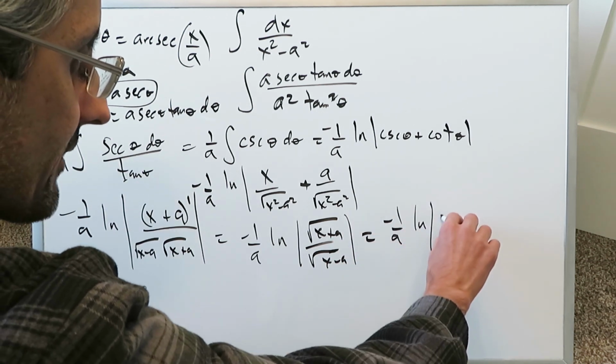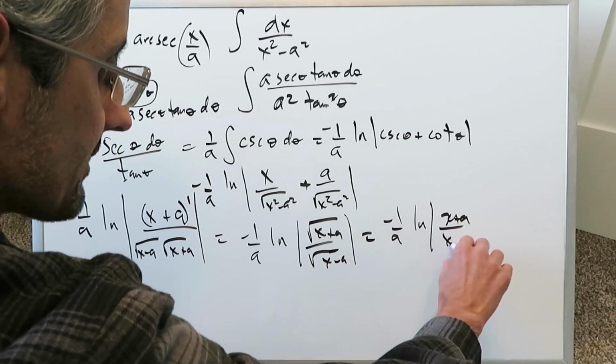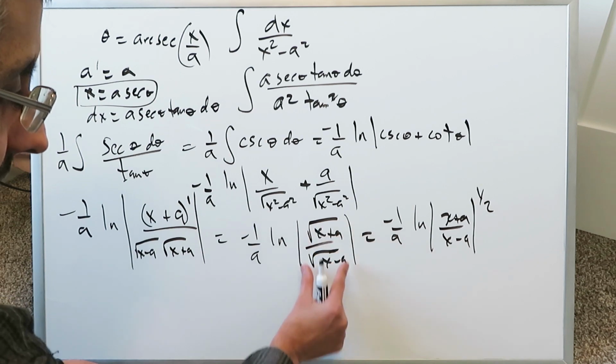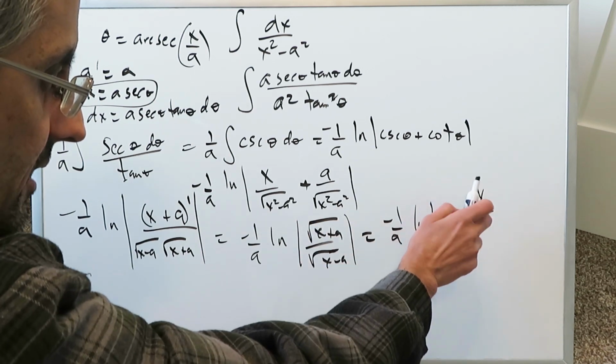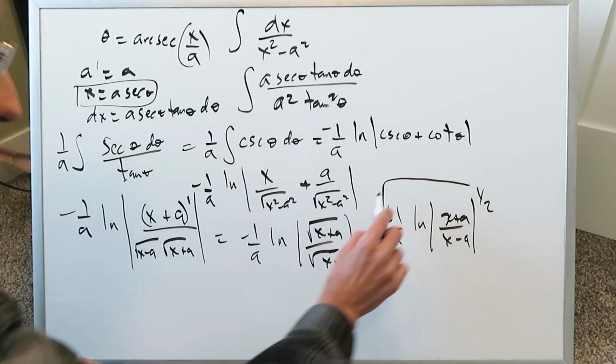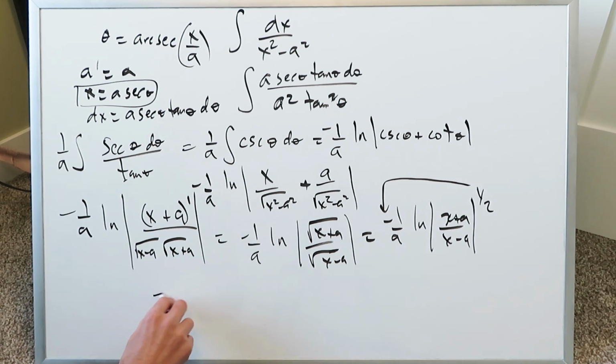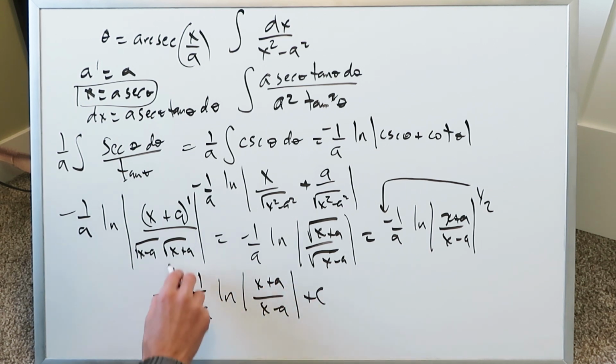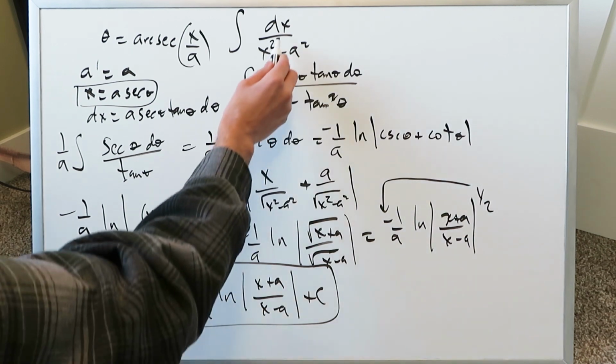You have natural log, you have x plus a over x minus a, all of this to the power of 1 over 2. See, I've put everything here under a unifying radical, which I brought out. This can come right here and attach with this 1 over a, and you'll have minus 1 over 2a natural log. You'll have x plus a over x minus a plus c. This right here is our formalized template for anything which has this appearance.